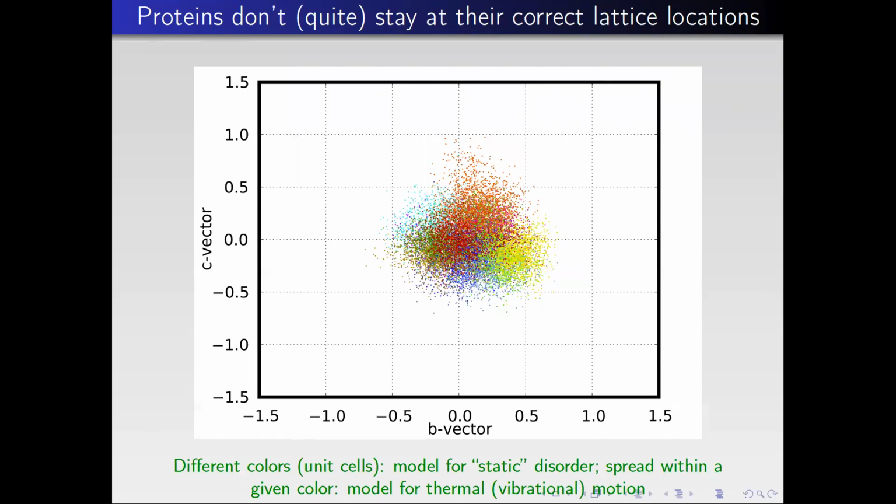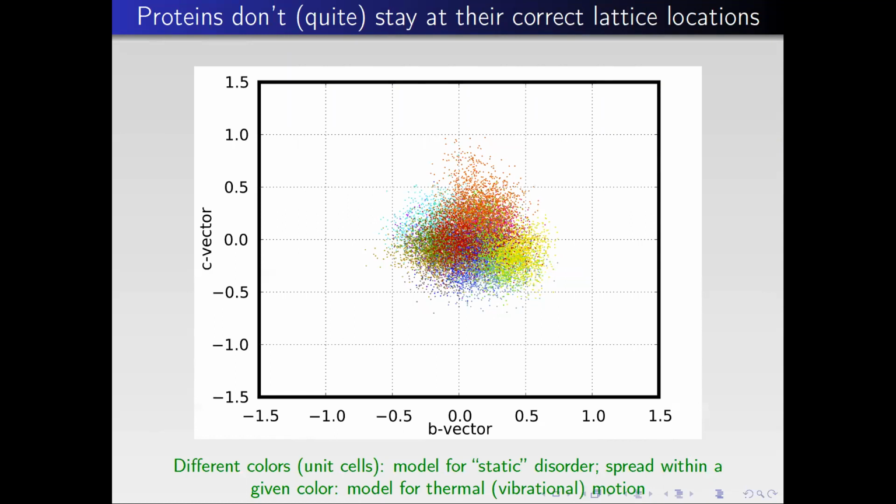In a perfect lattice, all the proteins would be sitting exactly at 0, 0, 0. I'm projecting this onto the B axis and the C axis of the crystal, so you're not seeing the A axis. But the center of mass in a perfect crystal, with no motion at all, the ideal crystal, would just have everything right at the center. That's the structure I actually started from. I started from a perfect crystal structure and then allowed molecular dynamics to take place.